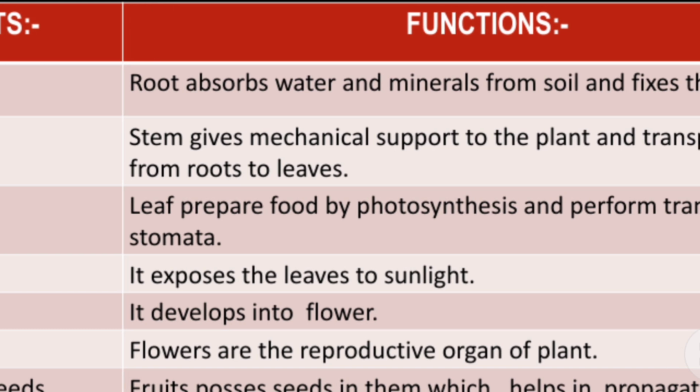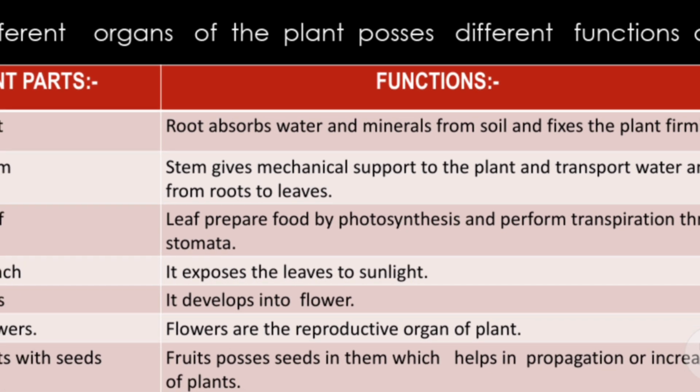Now the next plant part is the branch. It exposes the leaves to sunlight. So the branch is the origin of leaves. All the leaves are attached to the branches, and the branch exposes the leaves to the sunlight.